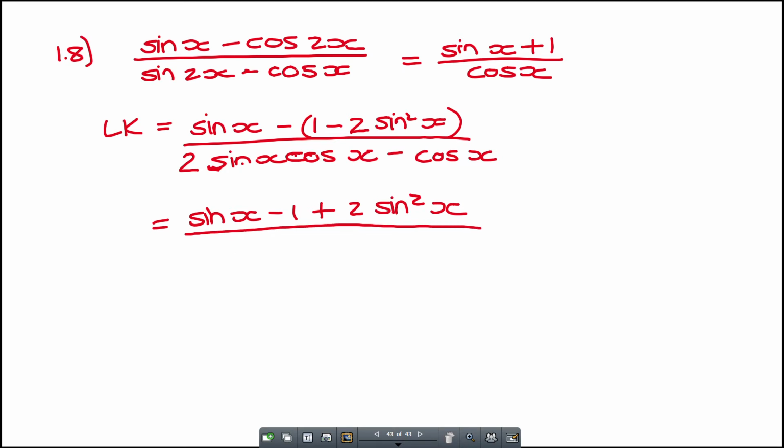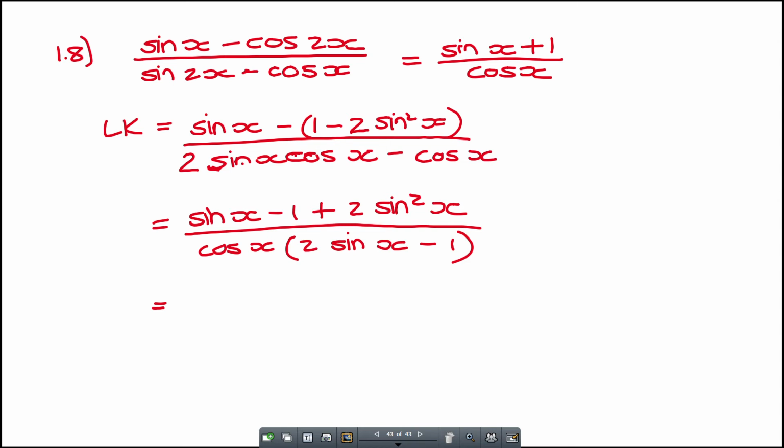And what can I do at the bottom? What do you see? I can take out a cos x. Okay, so as ek cos x uithaal, dan het ek 2 sin x minus 1. Okay? And at the top, kyk gou, if I shuffle that around, I've got 2 sin squared x, then I've got normal sin x, and then I've got minus 1.